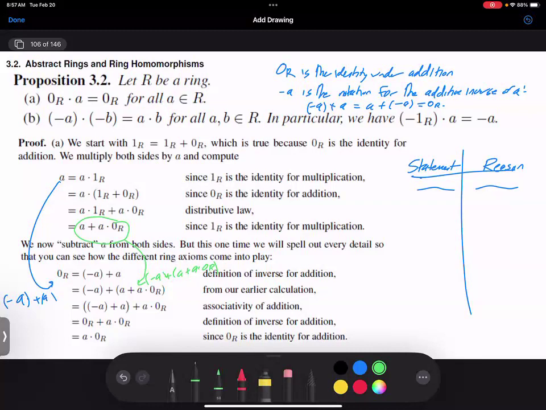Okay? This is a lot of work to prove what you would just expect to naturally be true.